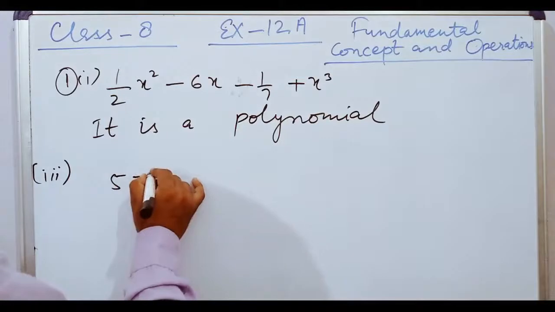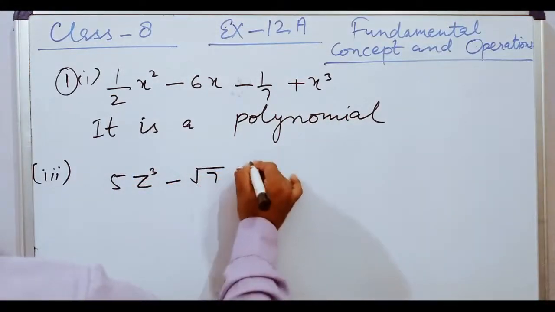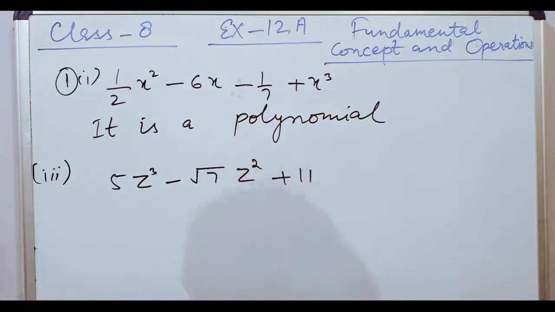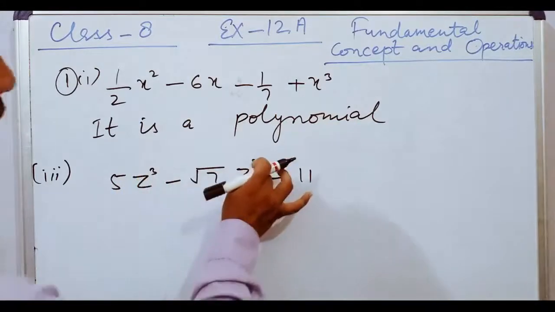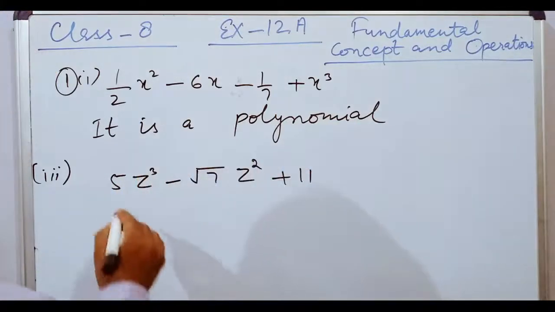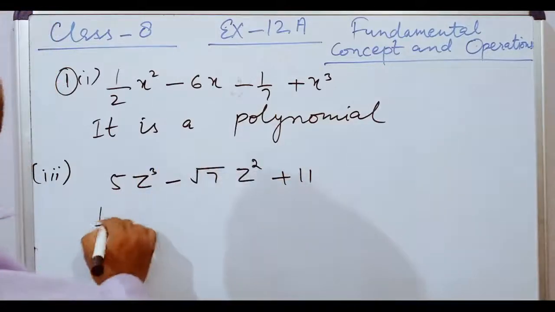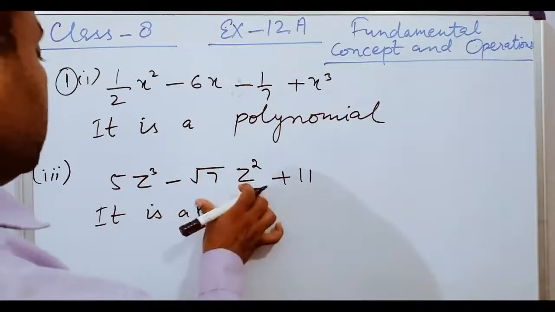Third part. 5z cube minus square root 7 z square plus 11. See, exponent of z is 3, exponent of z is 2. Then the exponent is a positive integer, so it is a polynomial.